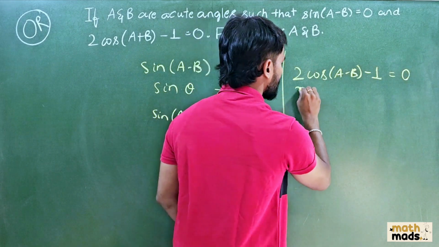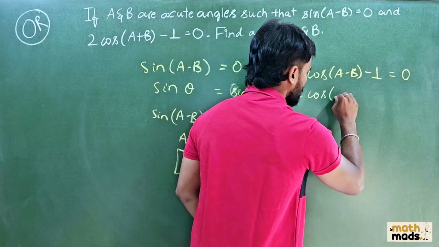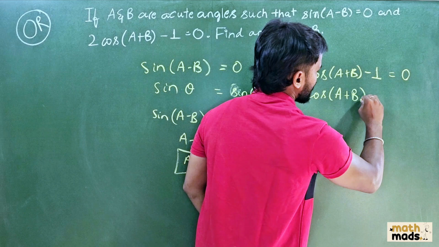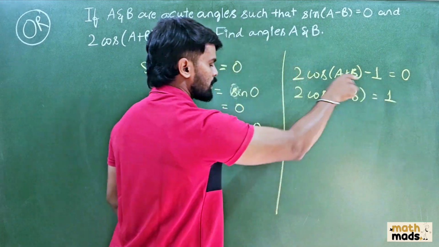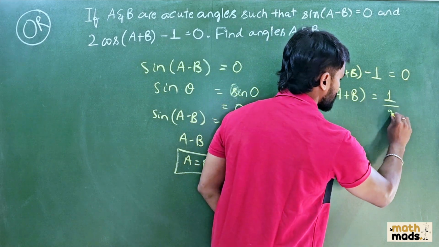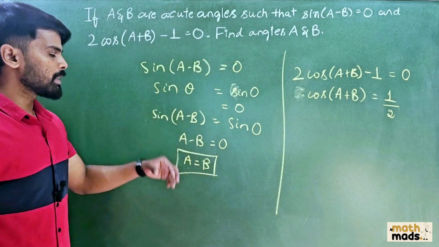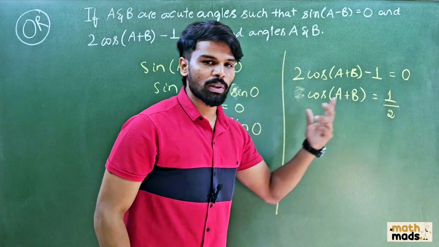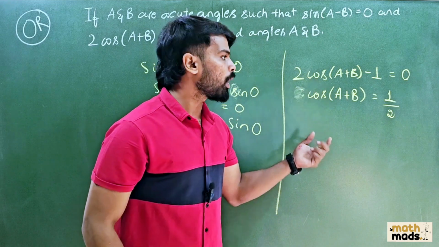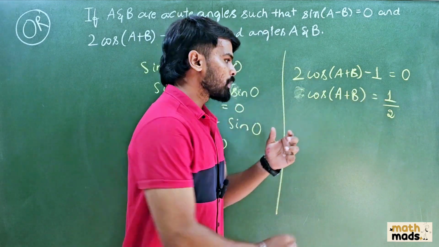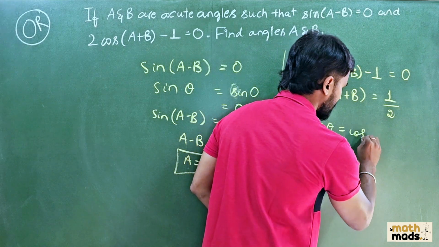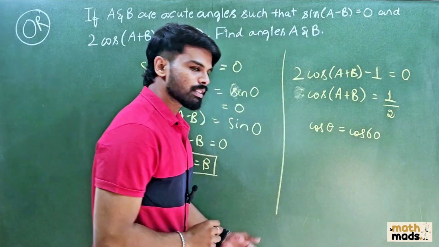I'll shift this to the other side. 2 cos of A plus B, correct? So A plus B is equal to 1. I'll just shift the 2 also here. So cos of A plus B is equal to 1 by 2. Now, the same thing. Consider cos theta is 1 by 2. When will the value of cos theta be 1 by 2? What angle? For what angle it will be 1 by 2? Cos theta is 1 by 2 when it is cos 60. Correct? Cos 60 is 1 by 2.